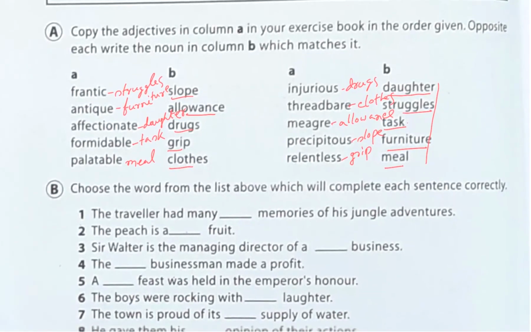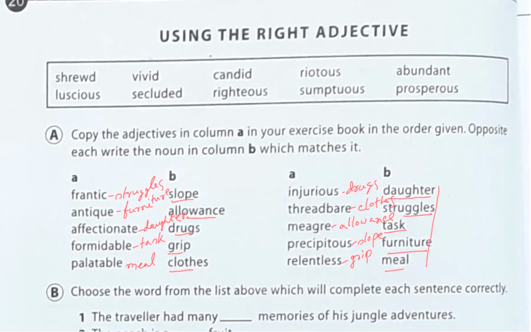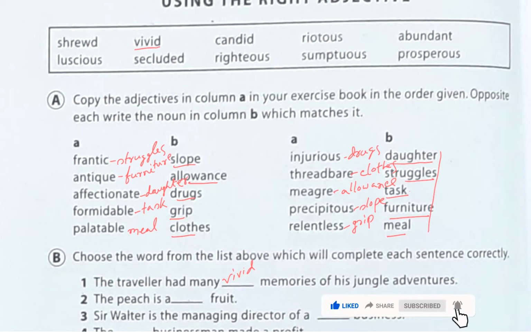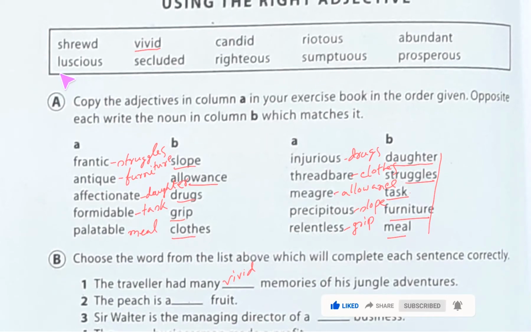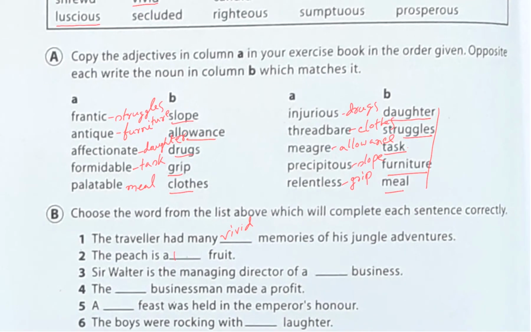So let's start with the first one. The traveler had many dash memories of his jungle adventure. Which word can we write from this place? We can write the word vivid. The traveler had many vivid memories of his jungle adventure. The peach is a dash fruit. What can we write from this place? This one, luscious. The peach is a luscious fruit.